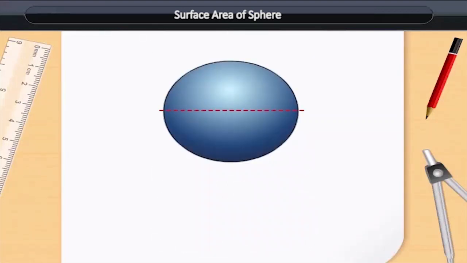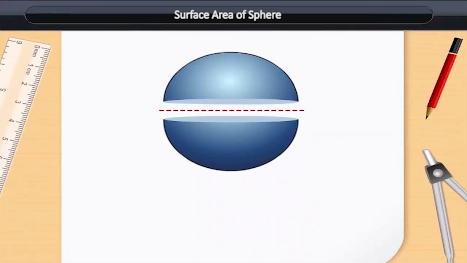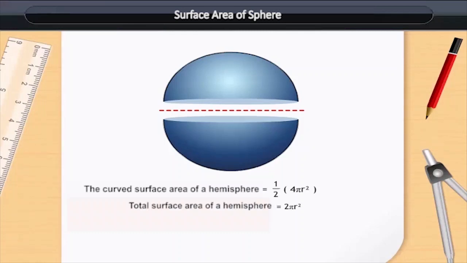If we divide the sphere into 2 equal parts, then we get 1 hemisphere each. Curved surface area of a hemisphere is equal to 2πr², and the total surface area of a hemisphere is equal to 3πr².